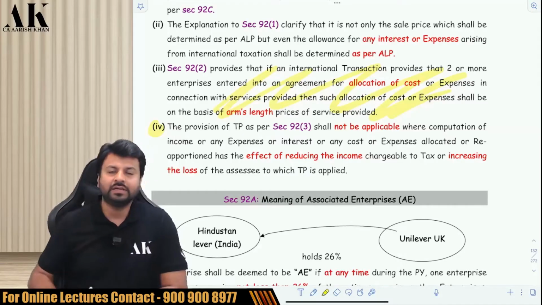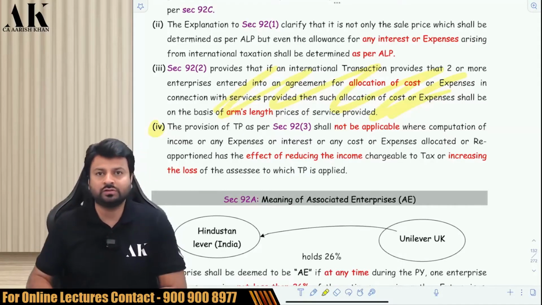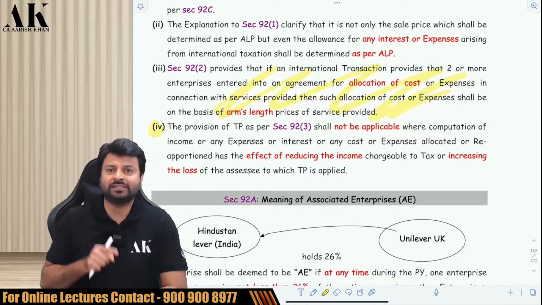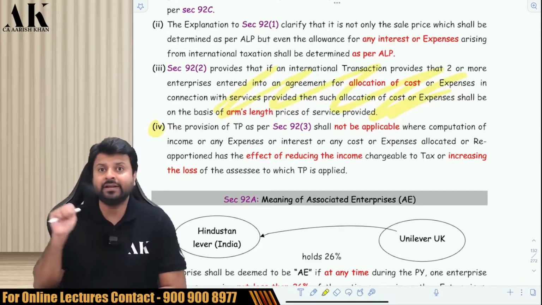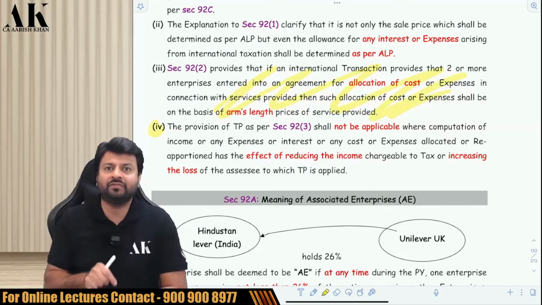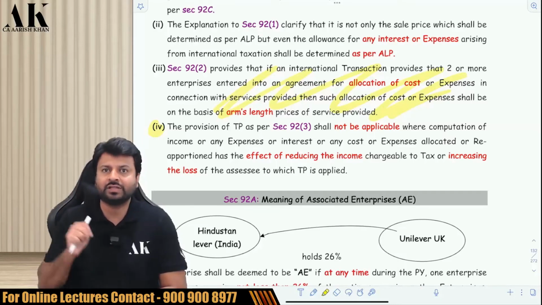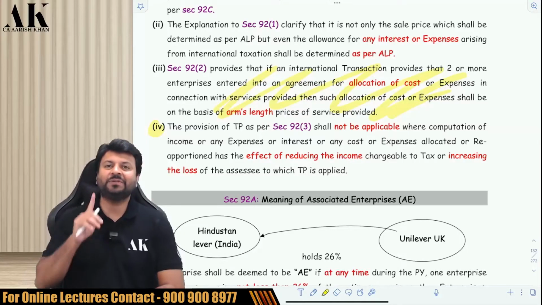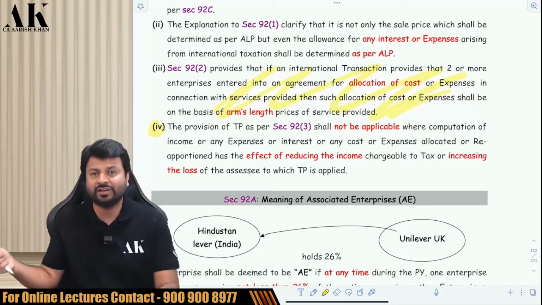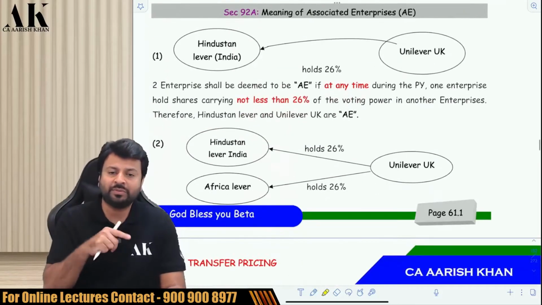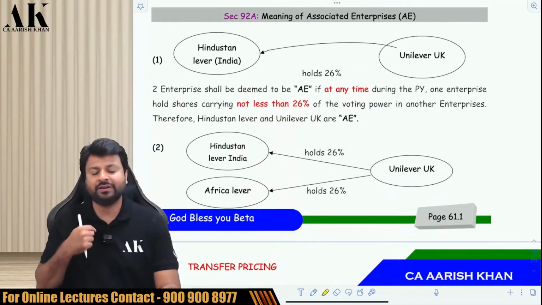For example, if you are showing your revenue as 2000 rupees, but the arm's length price says that the revenue is not 2000, it is 1500, then it is detrimental to the department because that will reduce the profit. And if it is reducing the profit, that will reduce the taxes for the government, then transfer pricing provisions are not applicable. Transfer pricing provisions are not applicable if there is a reduction of income or if there is an increase in loss. It means transfer pricing provision cannot be beneficial to the assessee. It will always be beneficial to the department.